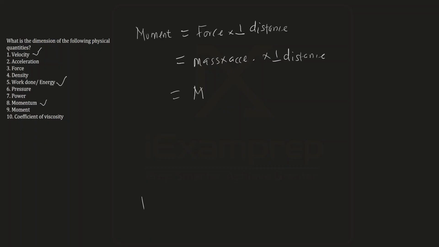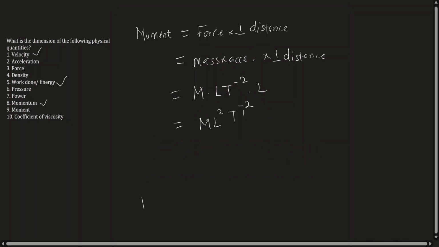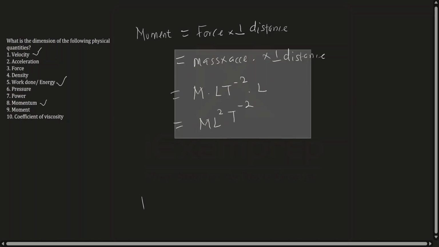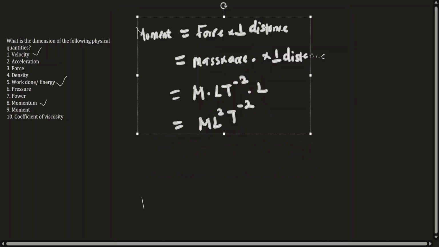The dimension for moment, since moment is force, mass times acceleration, times perpendicular distance: the dimension for mass is capital M. Dimension for acceleration is LT to the power of -2. Dimension for distance is L. Put that together, we have ML squared T to the power of -2. That's the dimension for moment. So moment and work done, they have the same dimension.